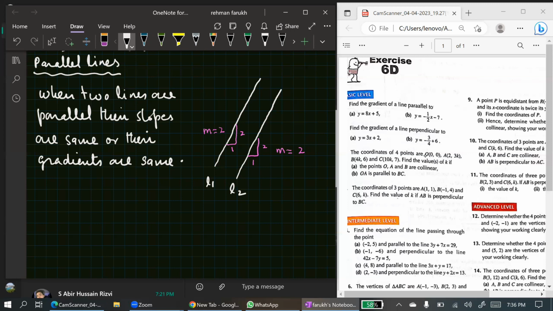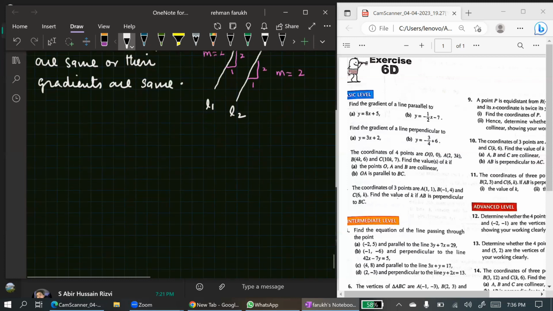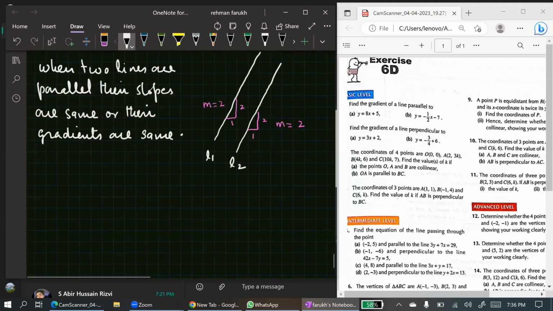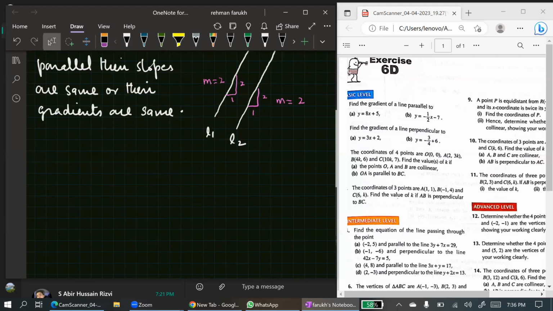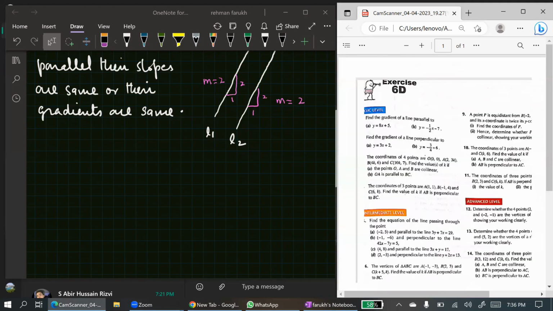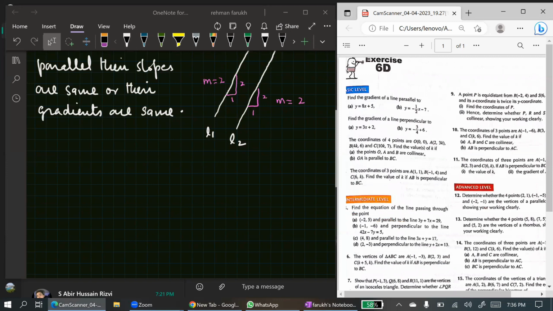Now we will attempt some questions about the parallel lines. This one is question number 1. Find the gradient of a line parallel to question number 1. Find the gradient of the line.